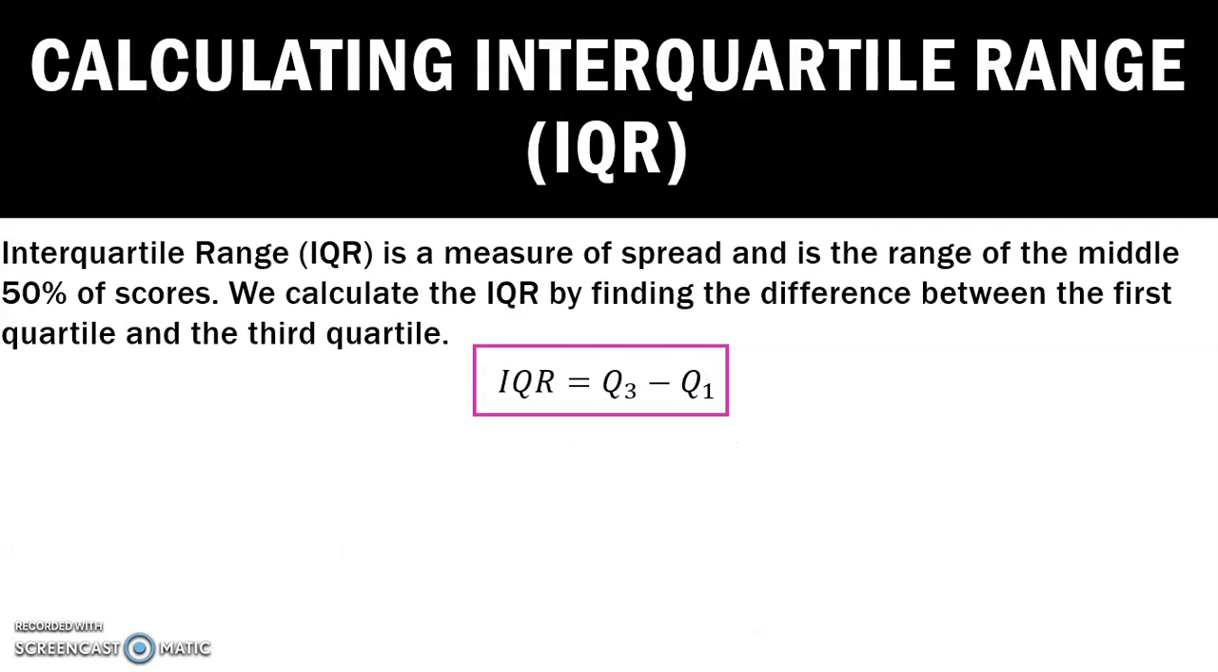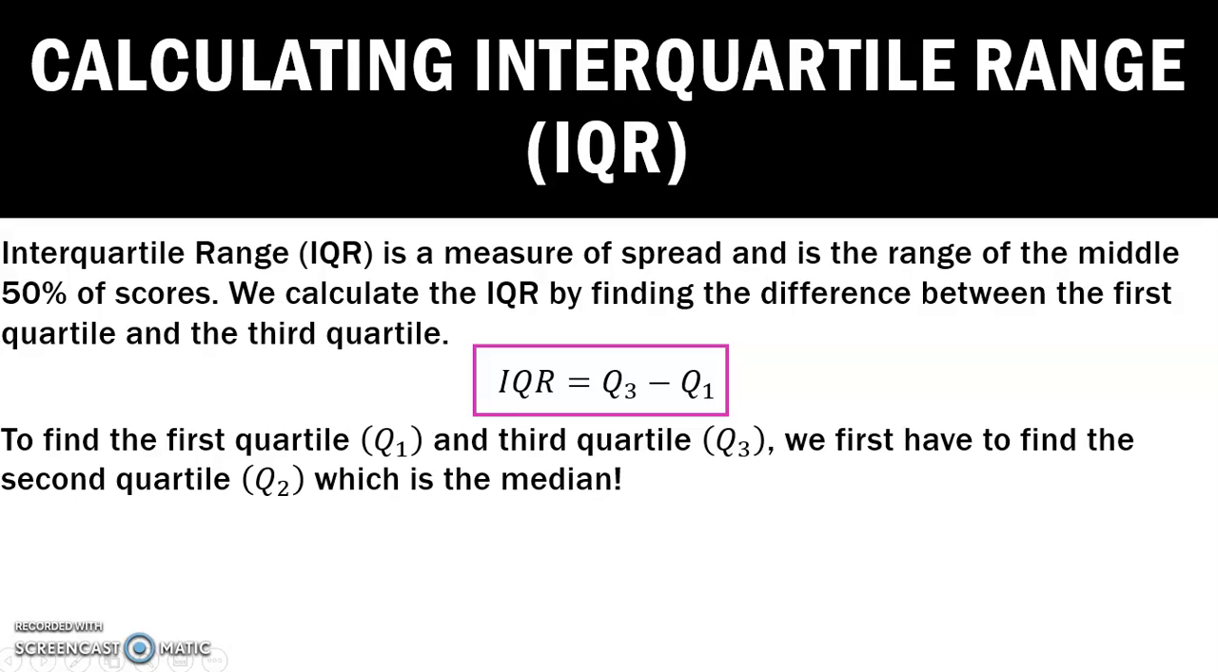What we're going to look at now is how to calculate interquartile range, or IQR. Interquartile range, IQR, is a measure of spread and is the range of the middle 50% of scores. We calculate IQR by finding the difference between the first quartile and the third quartile, and we use the formula IQR equals Q3 minus Q1.